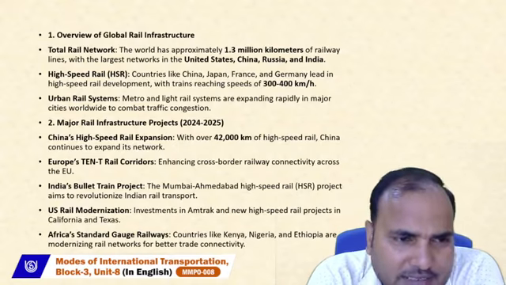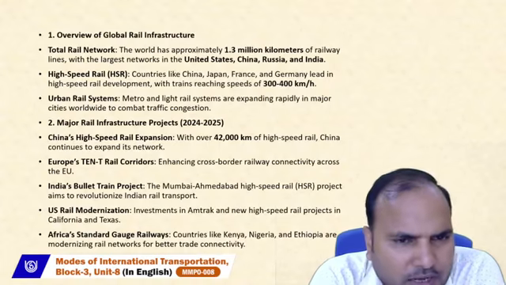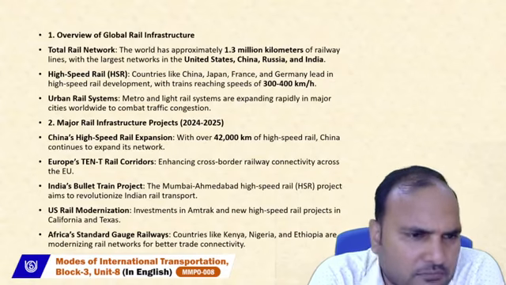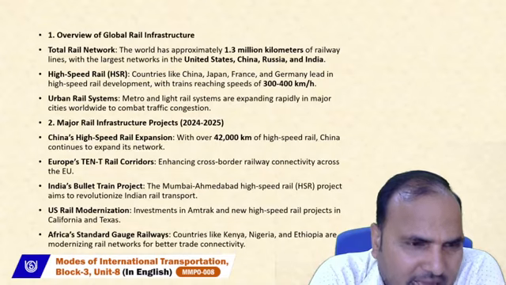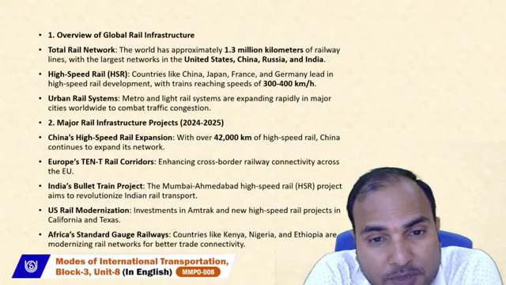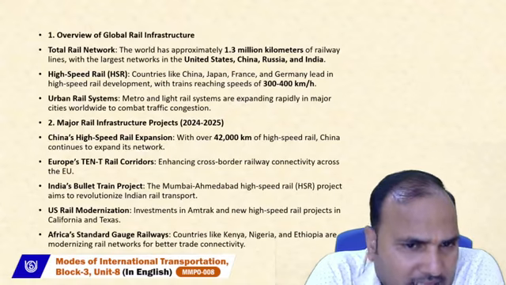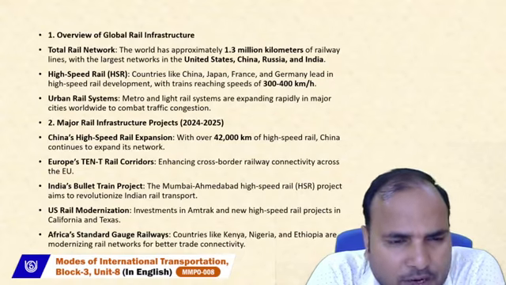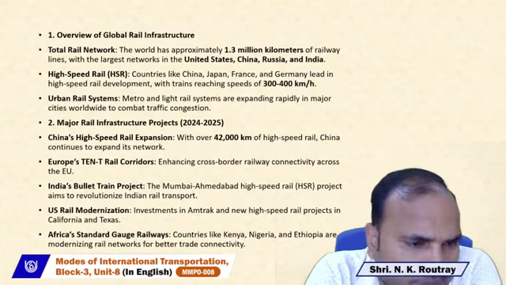Now, next is major rail infrastructure. What are the major rail infrastructure projects in 2024 and 25? China's high-speed rail expansion, with over 42,000 kilometers of high-speed rail. China continues to expand its network. And another, between 2024 and 2025, is the European TEN-T rail corridors. It enhances cross-border railway connectivity across Europe.